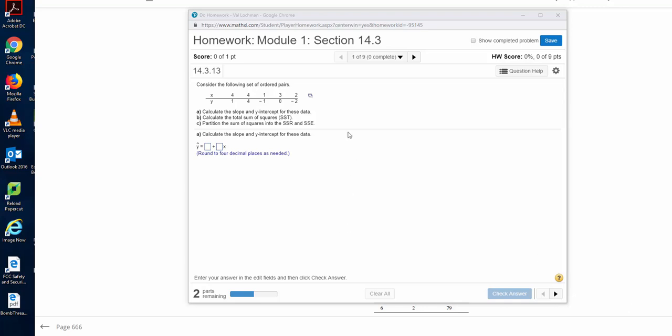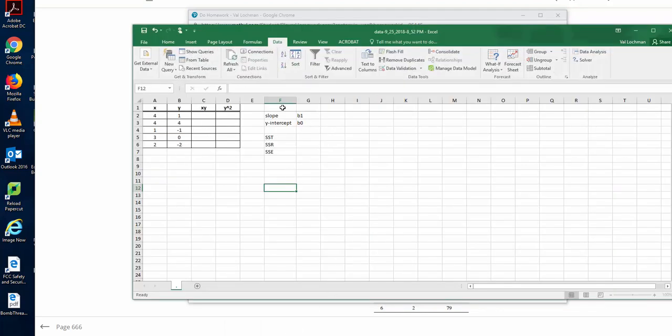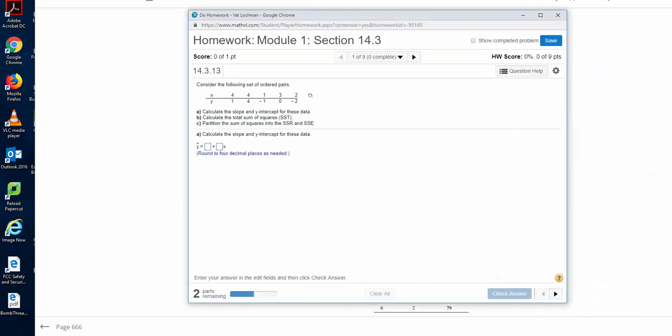So if you take a look at this problem, it's asking to compute 3 different things, and if you click on this button right here, it will let you open your data in an Excel file. So I already did that, and as you see in this file right here, I pre-made some other things. I put a column where I'm going to store the products of x and y squared, and so forth. Okay, so let's see what the first question is asking us to do. It says calculate the slope and y-intercept for these data.